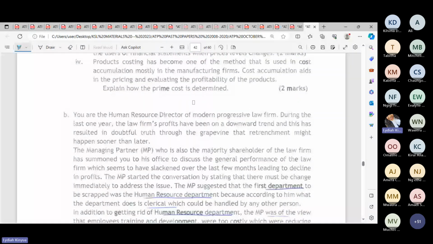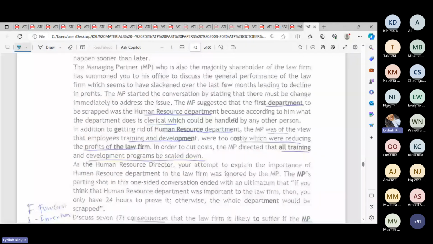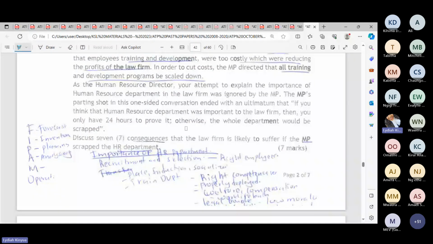Explain how prime cost is determined. What is prime cost? You can just say something, but honestly, you can't say anything if you don't know what prime cost is. It will be a very long shot.